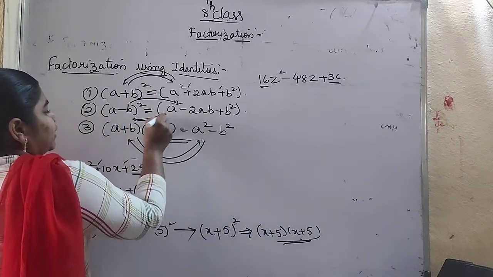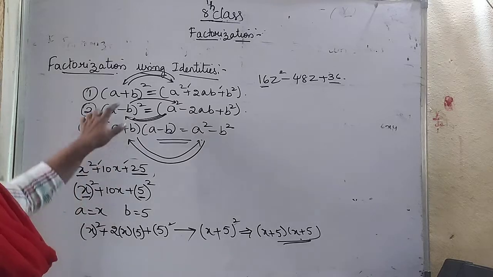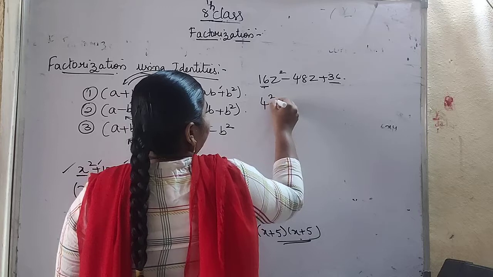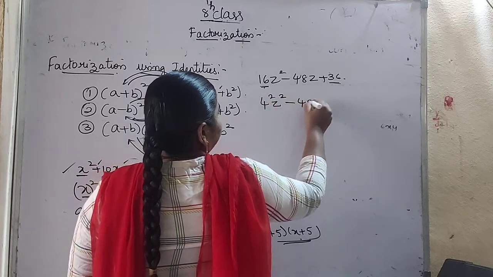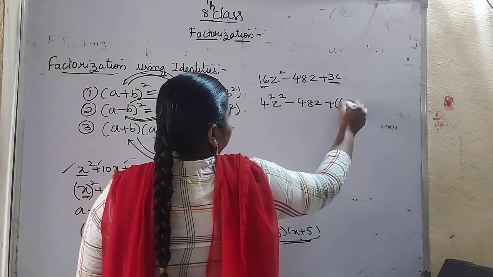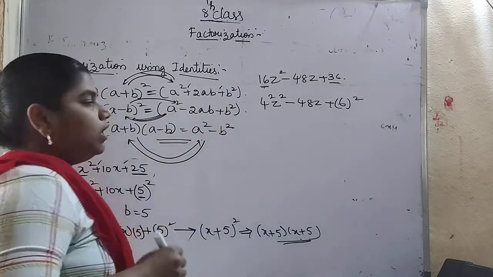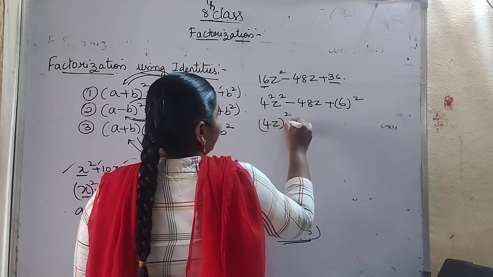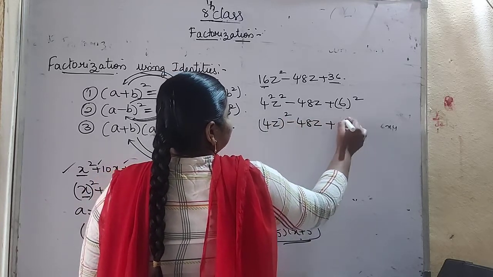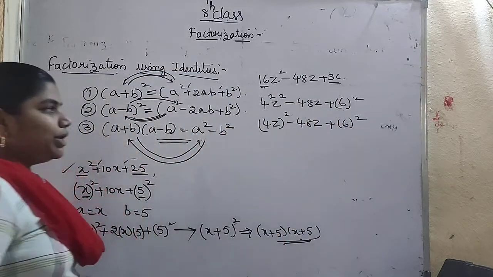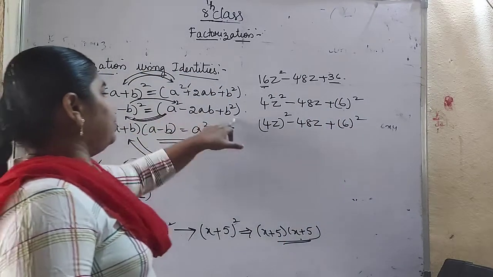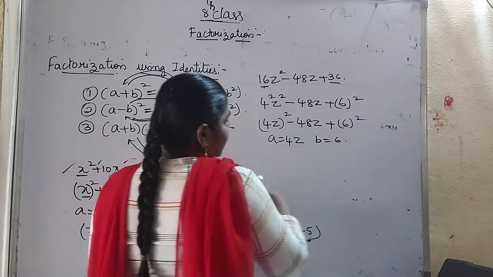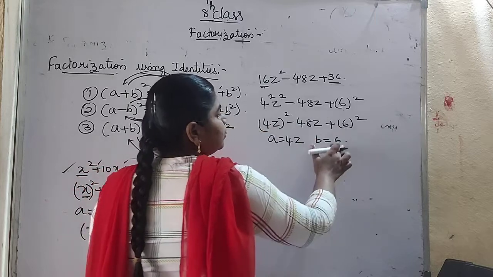So we will convert that expression into the second form. How to write that? 16 can be written as 4 square z square, minus 48z as it is, and 36 can be written as 6 square. Now for these two terms we have the squares, so we can write (4z) whole square minus 48z plus 6 square. Now what are the a and b values? Here a value is 4z and b value is 6. The first term will be a and the last term will be b.